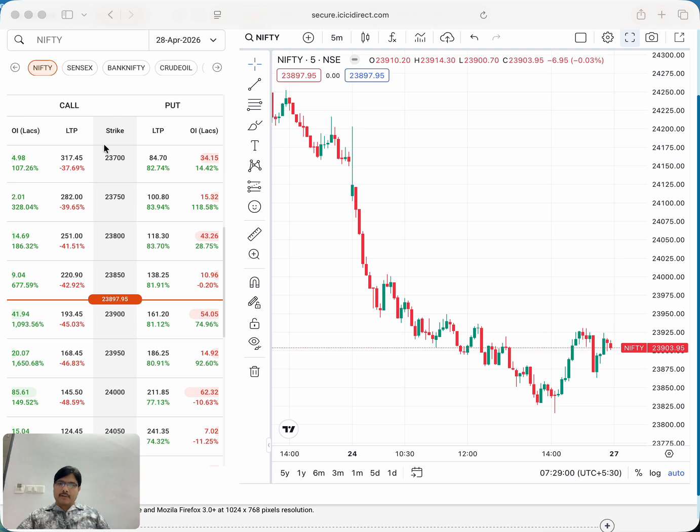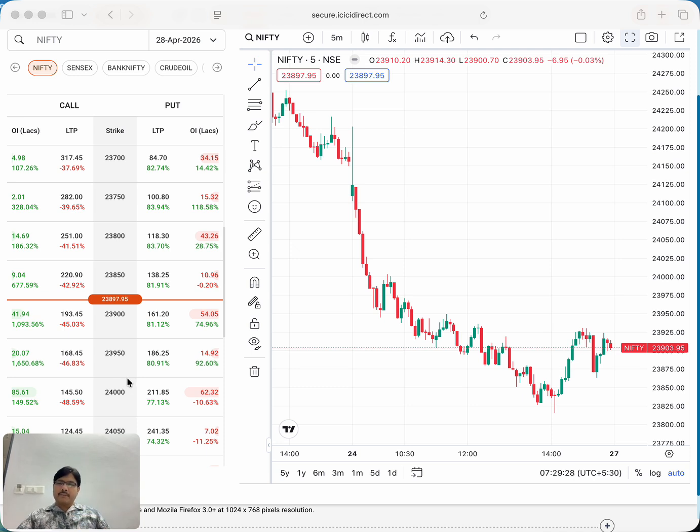Now the strike price meaning is, above this we have multiples of 50 as strike prices. Above this we are seeing 23,850. After that 800, 750, 700. Like that we'll have some strike prices. The difference between each strike price is 50 points. Now below also you can see 900, 950, 24,000 like that.